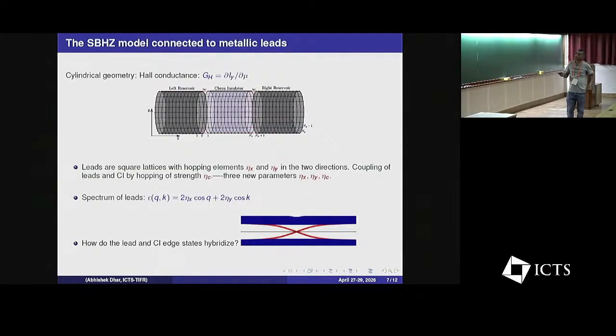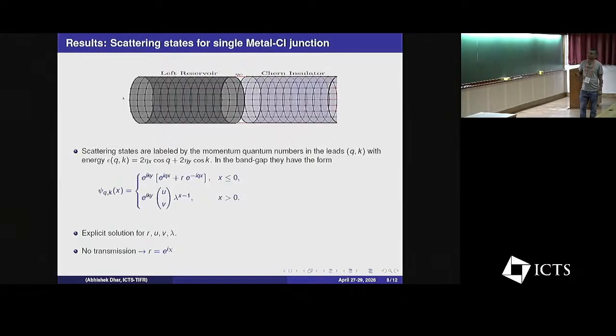So this is the geometry. We have the Chern insulator, which is the usual cylinder, but now you attach leads, and you want to understand the states and the conductance in this system. Because of this cylindrical geometry, you can easily do a Fourier transform in the y direction, so it becomes essentially a 1D system, and you can compute the scattering states. The states look like an incident wave and a reflected wave in the lead, while in the insulator there's just a decaying wave function.